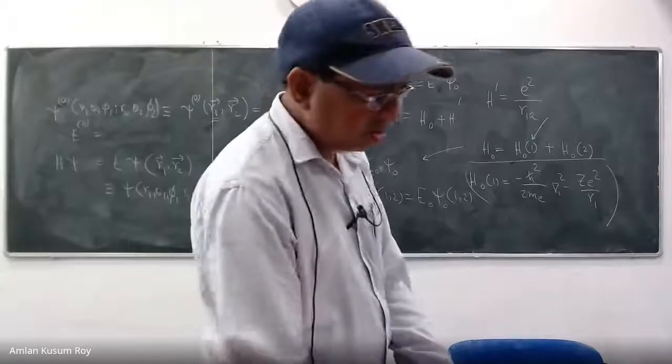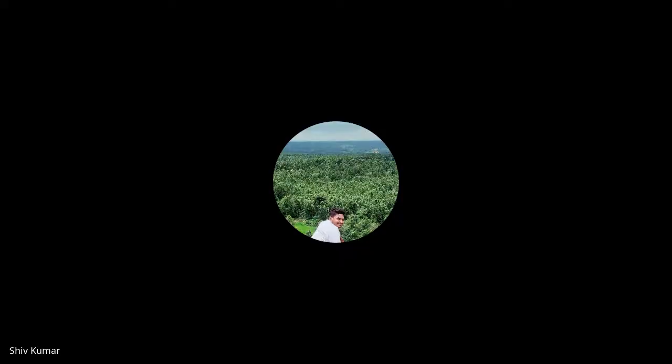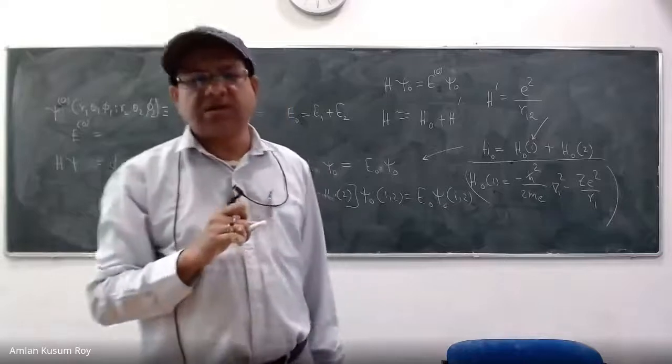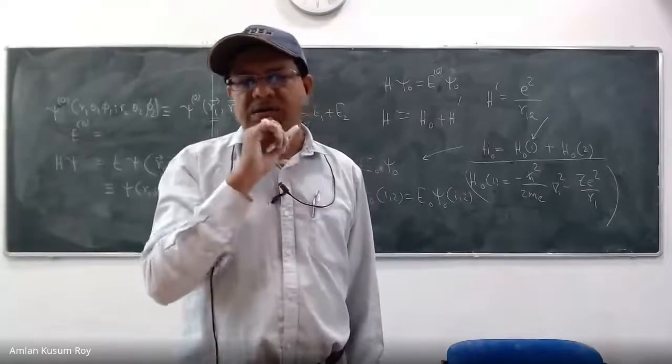What is E1? E1 will be the energy from the Hamiltonian one, which we will take. E1 is the energy which we will get from solving H1. So how do you get it? Yes, I know that. So what is the answer?